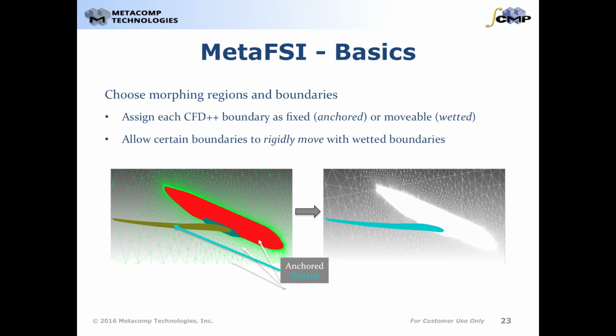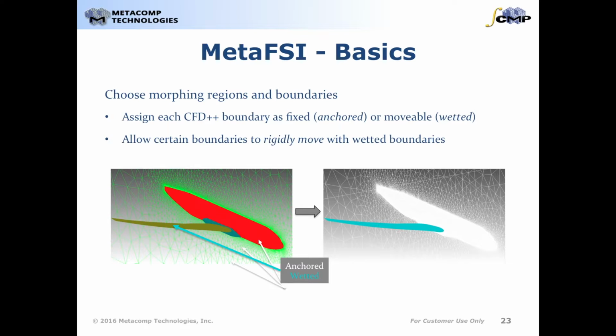We shall now cover some of the basics of using MetaFSI. The first step would be to choose which regions in your CFD domain are expected to morph and which aren't. This is done by assigning each CFD++ boundary as either fixed or movable. From now on, we shall refer to these boundaries as anchored and wetted. MetaFSI also allows for a third scenario, where we would like certain boundaries to simply rigidly follow the motion of the wetted boundaries, such as nacelles attached to wings.